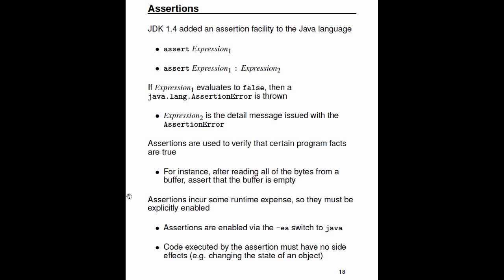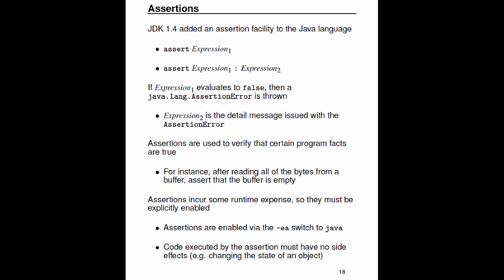So note that assertions incur some runtime expense. You have to evaluate expression one. You have to check every time an assertion is evaluated, whether it's true or false, and there's some runtime expense in that. So by default, assertions are turned off in Java, are disabled, meaning that you can compile the assertion and still run the bytecode, but unless you explicitly enable it, the assertions won't get evaluated. And the way that you enable the assertions is with a -EA flag to the Java virtual machine. EA, of course, stands for Enable Assertions.